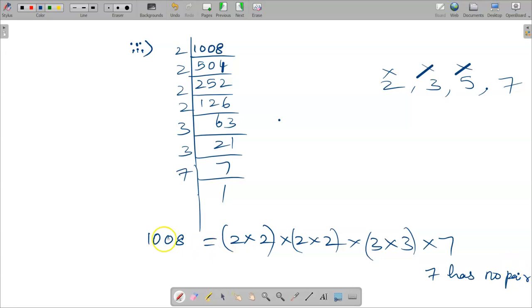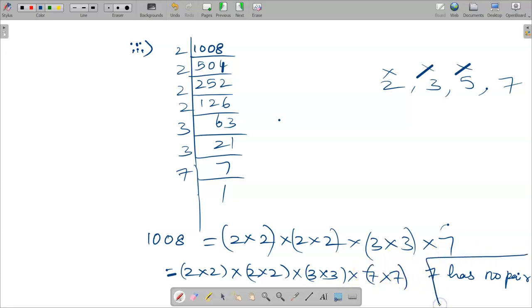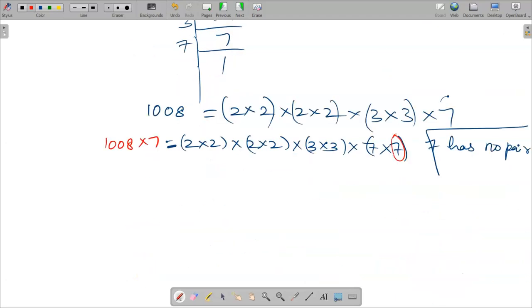So in order to make this 1008 another number such that it will become a square number, I have to multiply by 7. How can I make this number a square number? By making 7 a pair. So additionally we are multiplying by 7 on the right hand side, so on the left hand side also I have to multiply by 7.